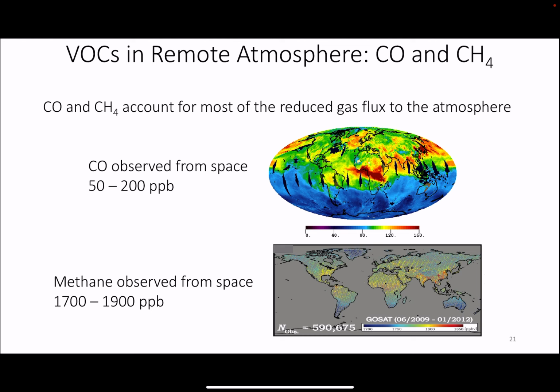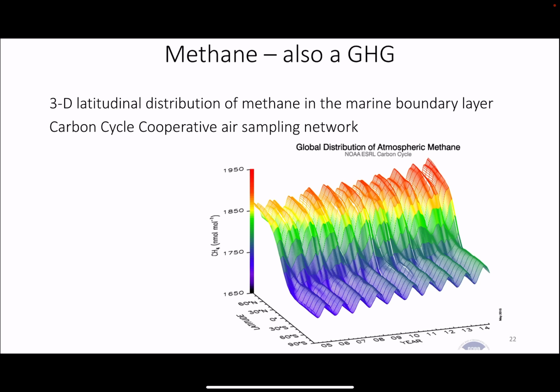And this top image is a satellite image of carbon monoxide observed from space. And you can see a lot of the sources are from forests in this case, as well as anthropogenic activities, much lower over the southern hemisphere. And the bottom map is methane observed from space. So methane is a little bit harder to observe, and so getting concentrations over the ocean is a little bit more challenging. But you can see here the methane concentrations. And remember, too, that methane is a greenhouse gas.